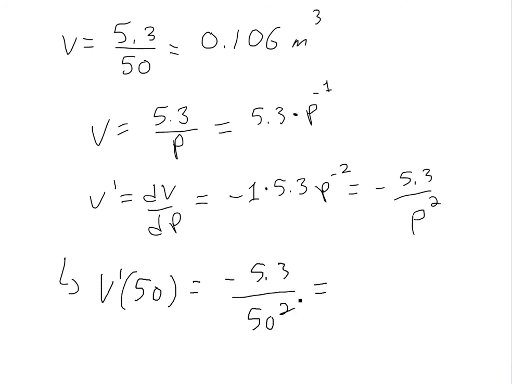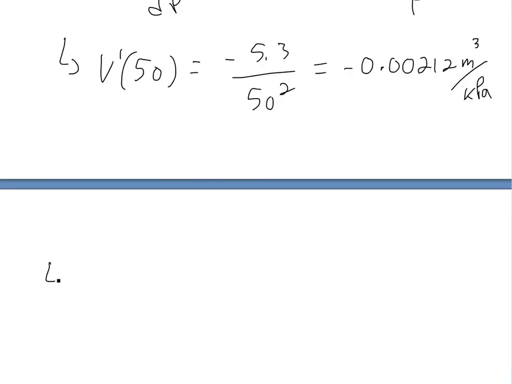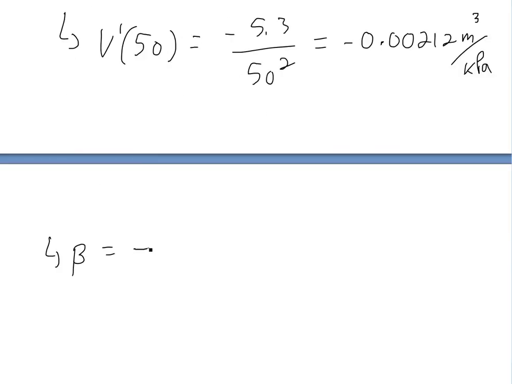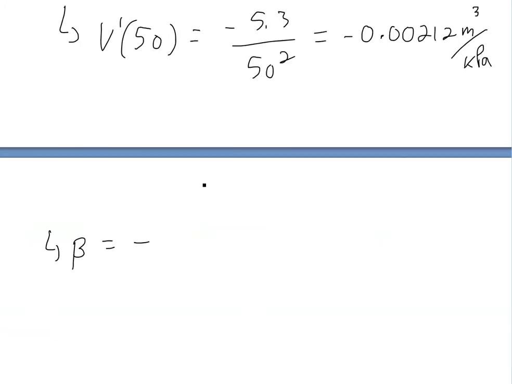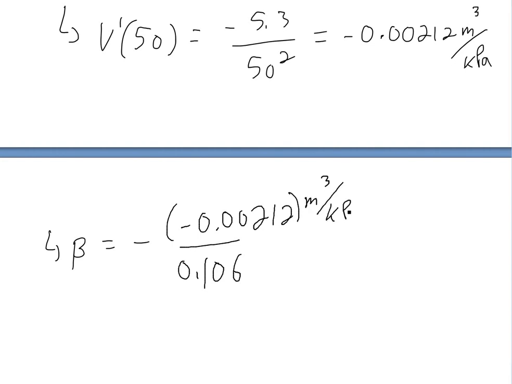Plugging this into the calculator, we get negative 0.00212, in meters cubed per kPa. Now we can solve for the compressibility: beta equals negative one over V, which is 1 over 0.106, times the negative 0.00212. Again, the units here are meters cubed per kPa, divided by meters cubed.